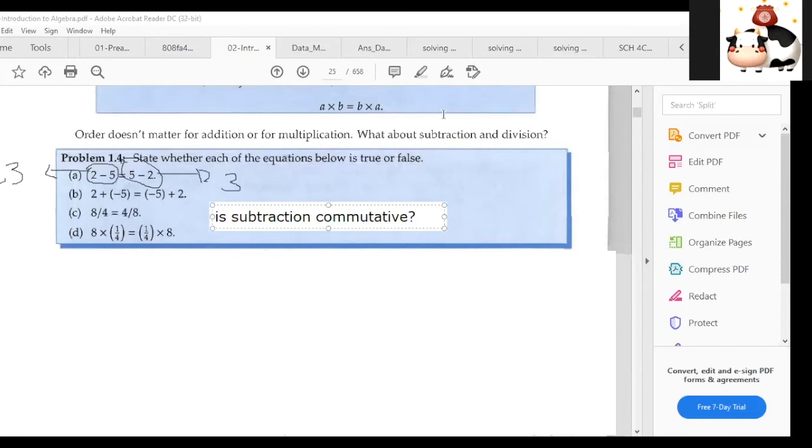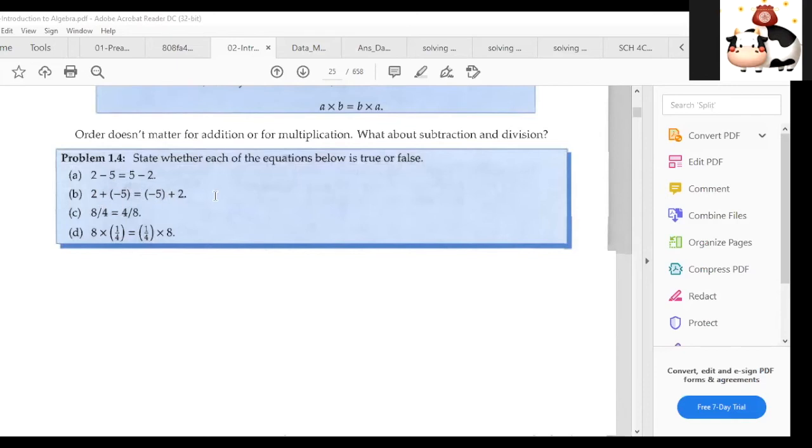Okay, very good. So now let me get rid of this. Clean it up. Now, what about B? What's the answer to B? Is B true or false? Very good, everybody. Yes. Okay, so we're adding 2 and -5, and then we're adding -5 and 2. We're still adding 2 numbers.